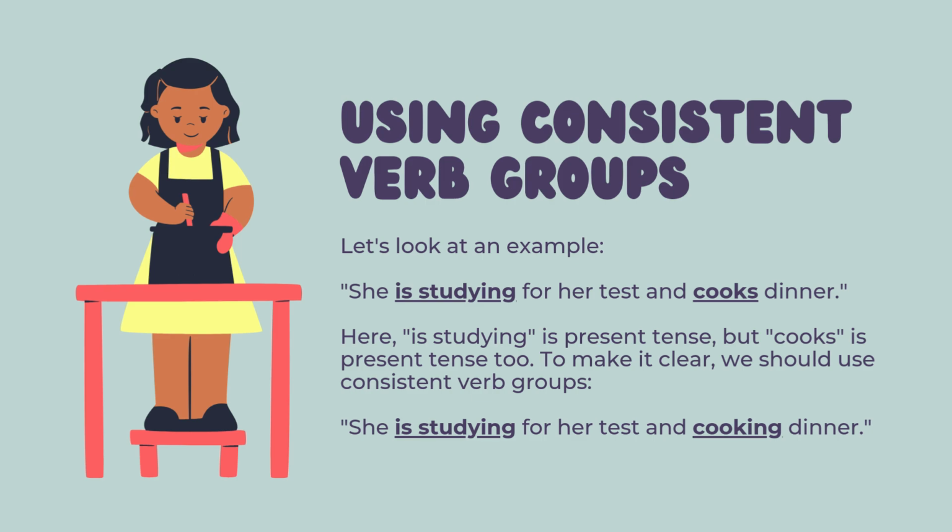Using consistent verb groups. Let's look at an example: she is studying for her test and cooks dinner. Here, is studying is present continuous, but cooks is simple present. Both are present, but they are different categories of present tense. To make it clear, we should use a consistent verb group. She is studying for her test and cooking dinner. That's the correct form of the sentence.